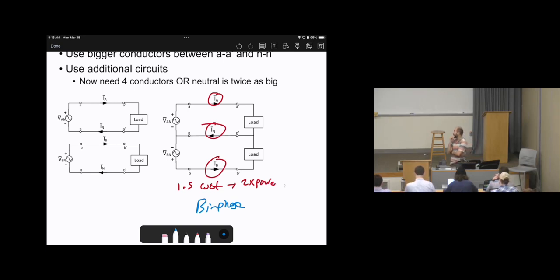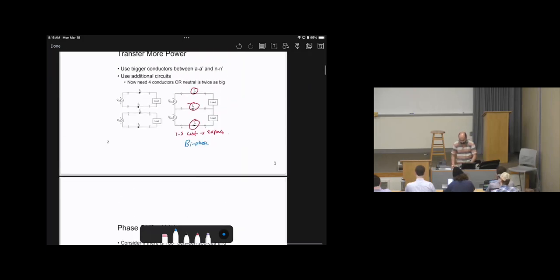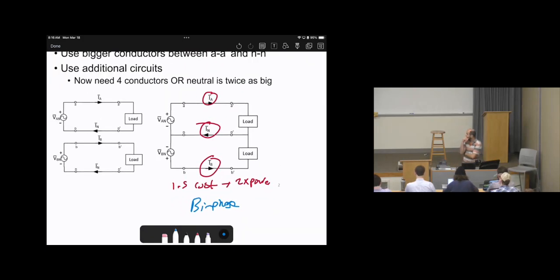But when we look at biphase, can we find a cheaper option than that? That's another way of thinking. Can we find something cheaper than the biphase? Biphase is 1.5 times the cost for double the power. So the answer is yes, we can find it, and it is based on the 3-phase.